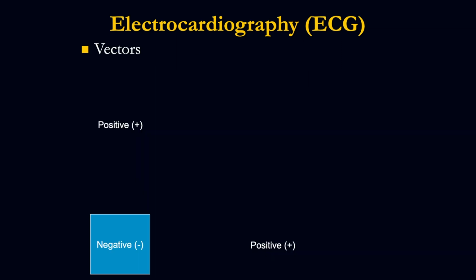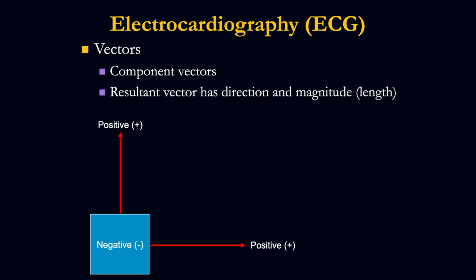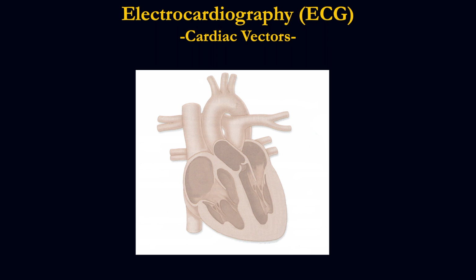In order to understand how electrical activity is propagated within the myocardium, we need to understand vectors. If we have a square box down here that is negative and we have two electrodes that are positive, electrical activity is going to flow towards the positive electrodes. So we may get electrical activity that looks like this. These are called component vectors in physics. So we have electrical activity that's going up towards that positive electrode, and we have electrical activity that's going to the right to that positive electrode. We can average out this electrical activity into something called the resultant vector, which has both direction and magnitude. We can describe the electrical activity in the heart using these vectors, known as cardiac vectors.